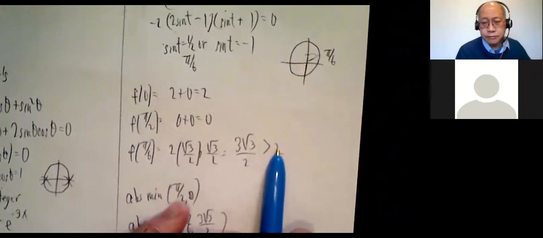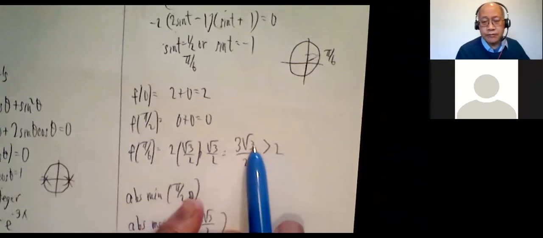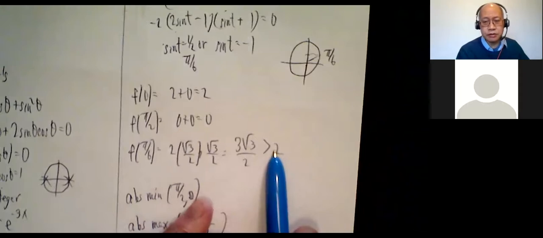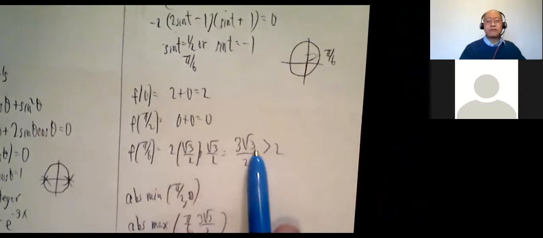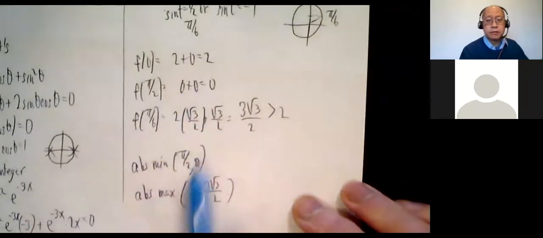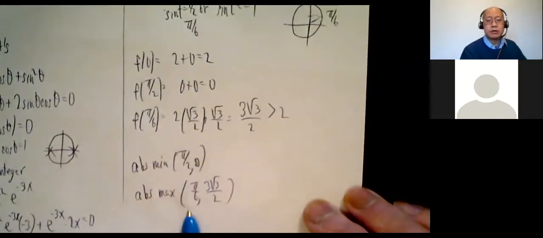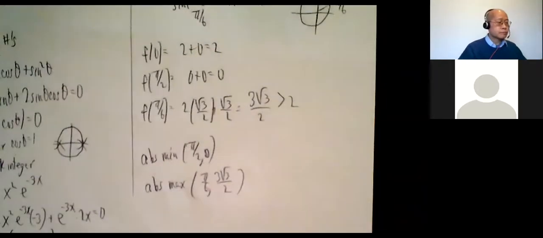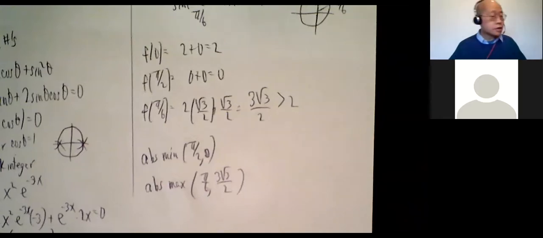That's actually bigger than 2. This is like 1.7. 1.7 times 3 is 5.1 divided by 2. It's bigger than 2. Okay, so this is like 5.1, 2, and 0. Right, so I'm ready. Absolute minimum, pi over 2 comma 0. Absolute maximum, pi over 6 comma 3 radical 3 over 2. And there we go. Right, and I think I'm done with this section.